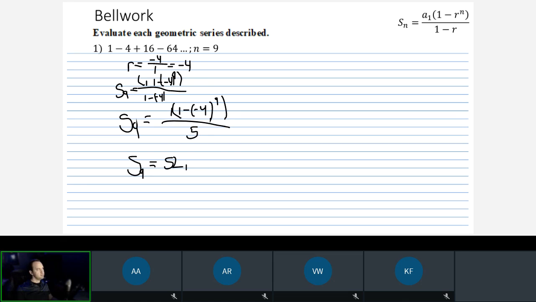I don't expect you to type in -4 in parentheses to the 9th power to enter. You'll get a very large number. So I would type it in just like that. And the answer is 52,429. Let me see. I think that's what I got too. It is. That's what I got. Nice job, Annika. Thank you for doing that. All right, let's go on.